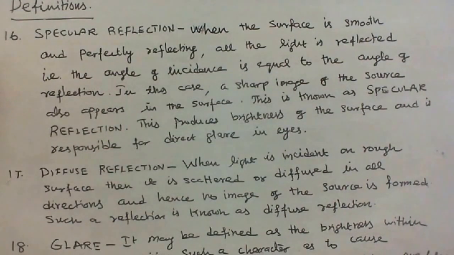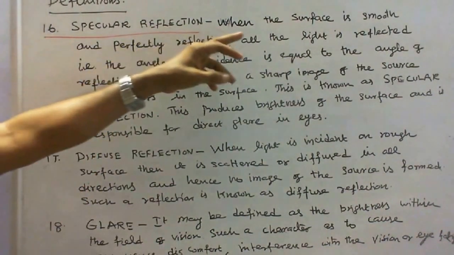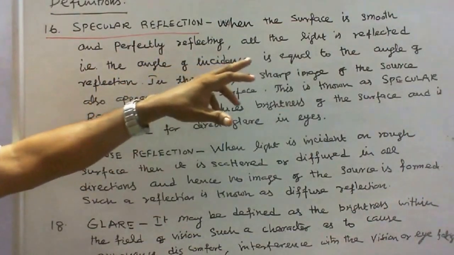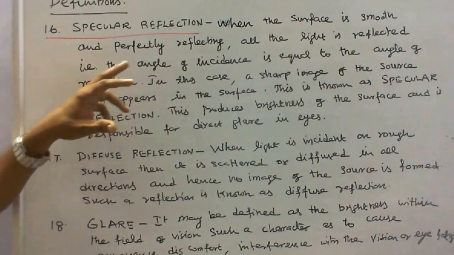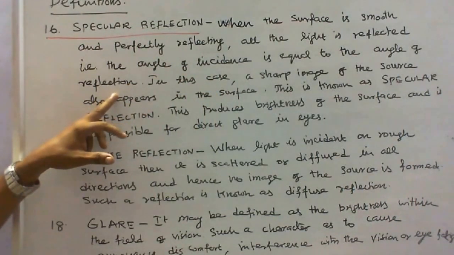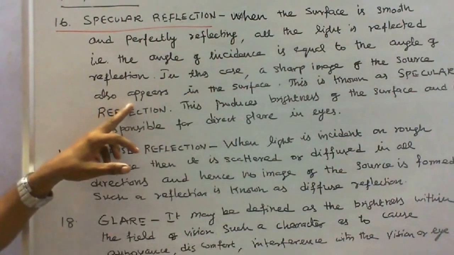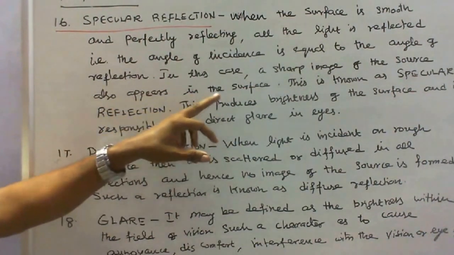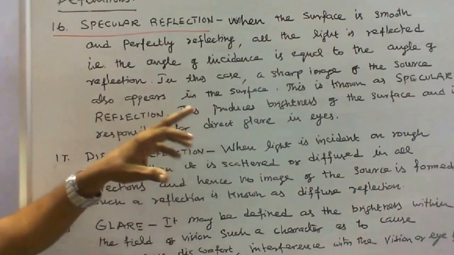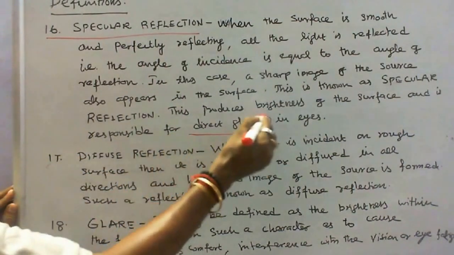The 16th term is specular reflection. When the surface is smooth and perfectly reflecting, all the light is reflected. That is, the angle of incidence is equal to the angle of reflection. In this case, a sharp image of the source also appears in the surface. This is known as specular reflection. This produces brightness of the surface and is responsible for direct glare in eyes.